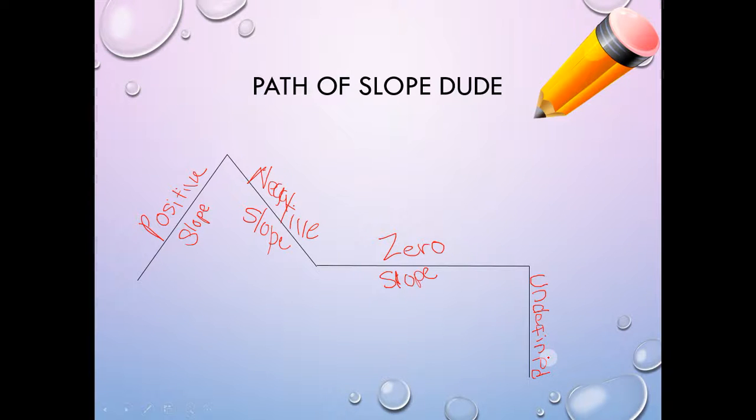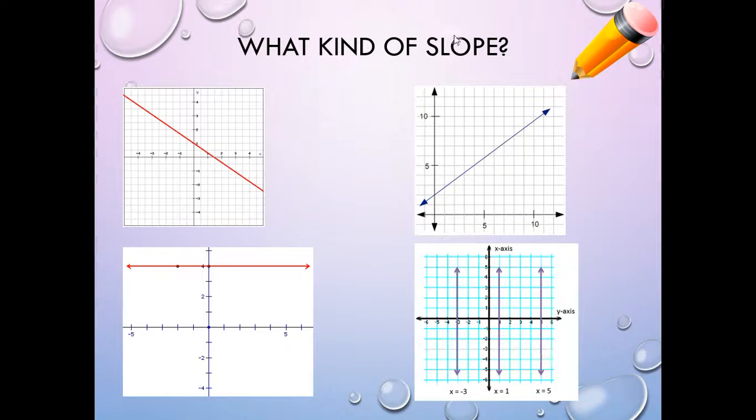So that's an undefined slope going downwards. I found that this helps you remember what each of those looks like, especially zero and undefined. A lot of people get those confused. So what kind of slope are these?